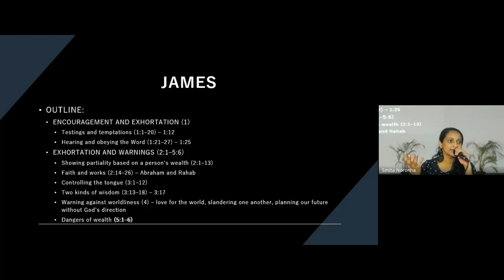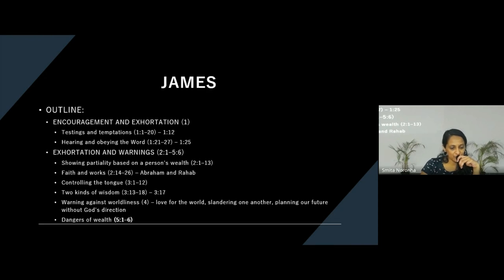We understood that there was a lot of oppression happening for the Jews under the Roman rule. And so we can understand why James is addressing testing right at the start. And he's encouraging them that through these times of testing, you grow in your faith, you grow in perseverance and in endurance. He then goes into hearing and obeying the word, encouraging people not only to read the word, but to do what they are reading, to live out what they are reading in the word of God.